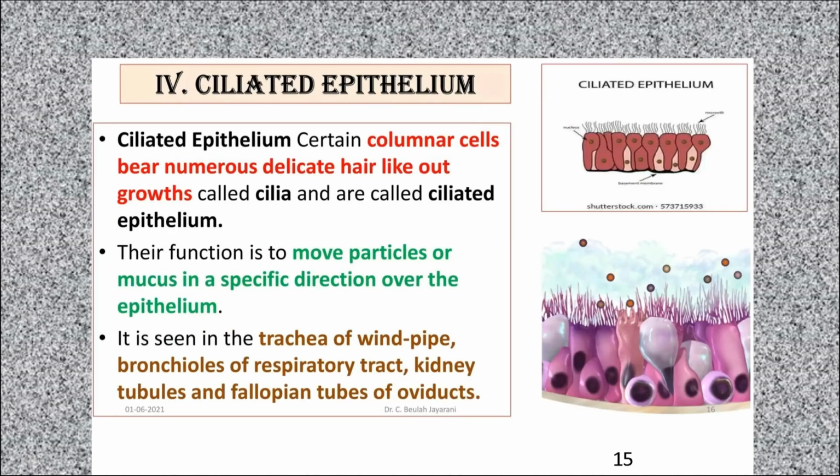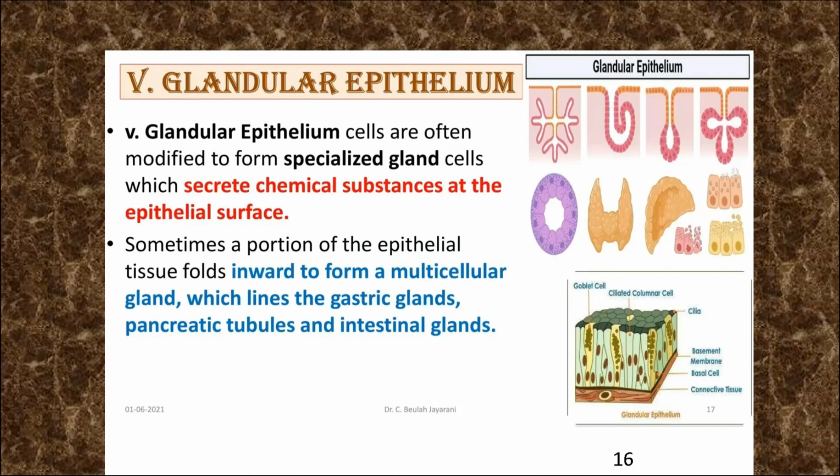The fourth is the ciliated epithelial cells, which contain columnar cells with numerous hair-like projections called cilia, hence the name ciliated epithelial cells. Their function is to move particles or mucus in a specific direction over the epithelium. This is present in the trachea or windpipe, bronchioles of the respiratory tract, kidney tubules, and fallopian tubes of the oviduct. So the prominent cells here are the ciliated epithelial cells.